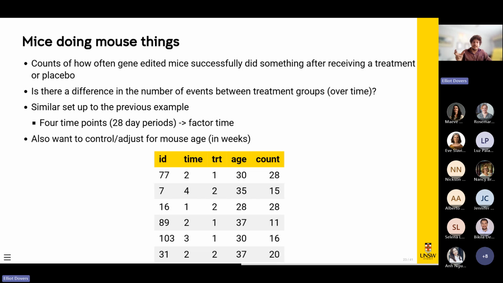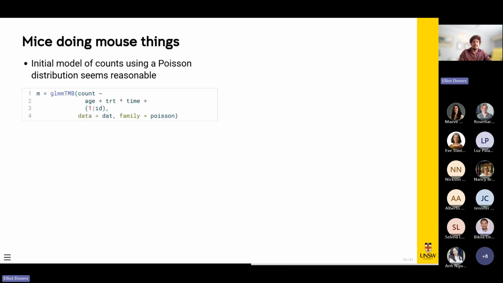And so a similar setup again, where we've got the 4 time points. These are just 28-day periods, and we're going to consider factor time here. And there was also age of the mouse in weeks, where they wanted to control for this in the model. So again, pretty similar situation. Given we've just started out with counts, maybe it was in the SAP that we were going to do Poisson regression on this. And so we might start there. That seems a reasonable approach.